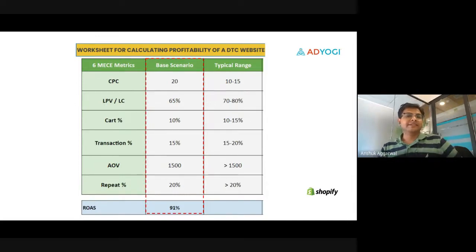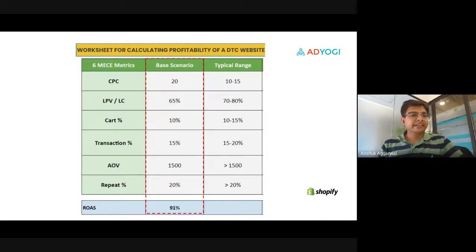If you look at the CPC, I've taken a CPC of 20 rupees. And the typical range which we have seen is 10 to 15 rupees, which means CPC is higher for this base brand. If you look at landing page view by link click, 65%, we are saying that the range should be 70 to 80, so this is lower. So in this particular case, each of these metrics, you will see that we have taken it slightly either outside the range or on the bottom side of the range. Because of all this, the ROAS translates into 91%. And we do understand that for a DTC brand to be profitable today, 91% is not the ideal ROAS. We'll come back to this slide towards the end of this presentation.